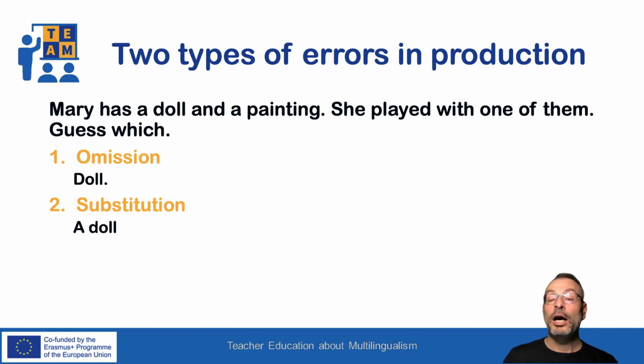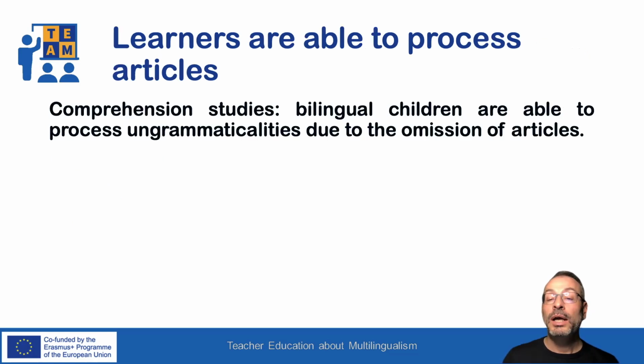Errors of omission are often found in children who just started to learn a language and whose first language doesn't have articles. Errors of substitution are found in all children at a later stage, and it is independent of whether or not their other language has definite articles. However, it's very interesting to note that some studies have shown that even when children were omitting articles in their speech, they were very sensitive to errors of omission when they heard someone else omitting articles in their speech. This shows that they could process errors of omission when they listen to language, which means that they have started to develop the grammatical rules of the language they were acquiring.